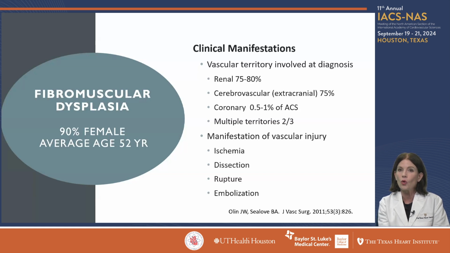When we talk about coronary artery abnormalities, we're talking about less than 1% of patients who present with acute coronary syndrome. So it's quite uncommon to have an abnormality of the coronary in this discussion.